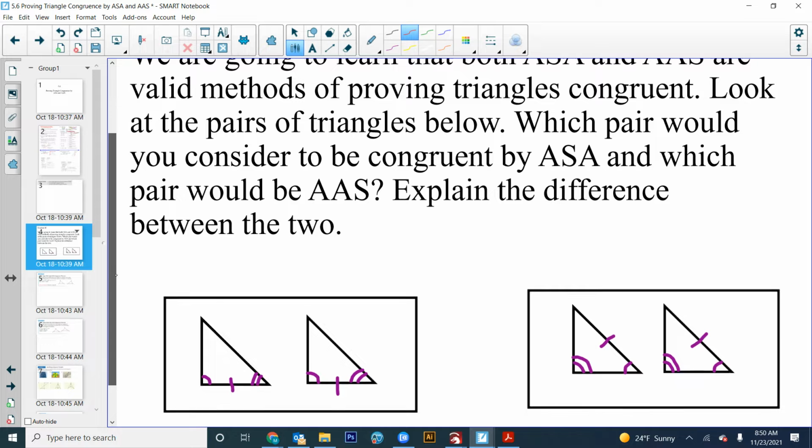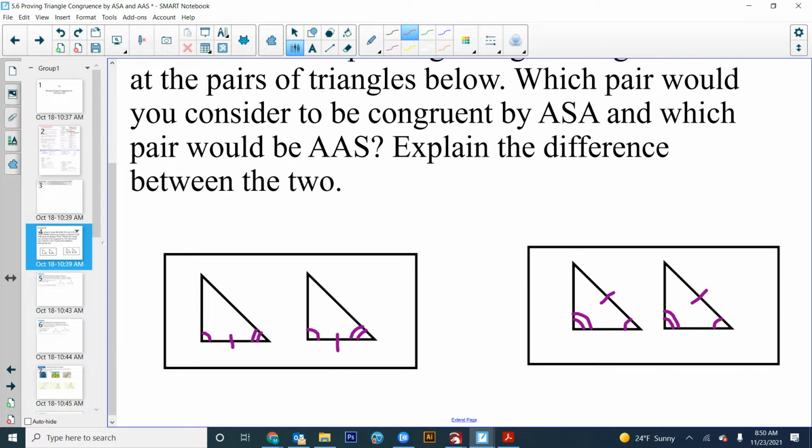I'm going to give you two pictures up here. I want you, don't blurt it out, just think. I want you to think about them, look at them. One of them's ASA, one of them's AAS. I want to know the difference. Just think. In math vocabulary, we'll earn you extra cool points. Okay, who wants to? Paige, what do you think?